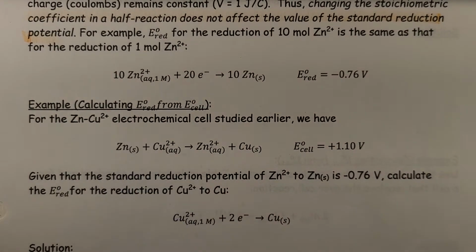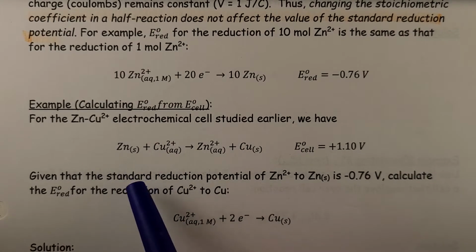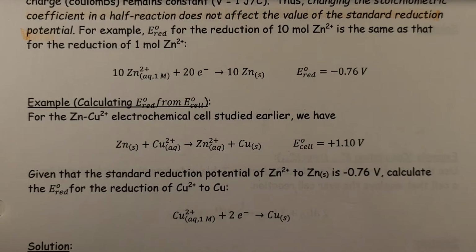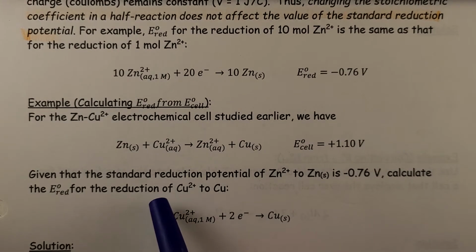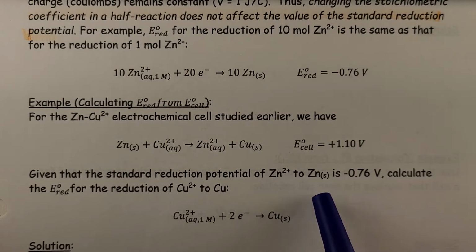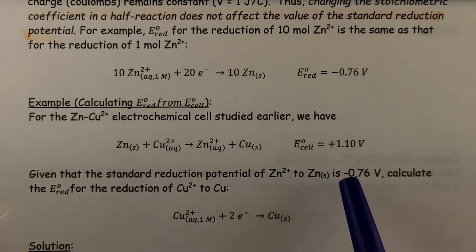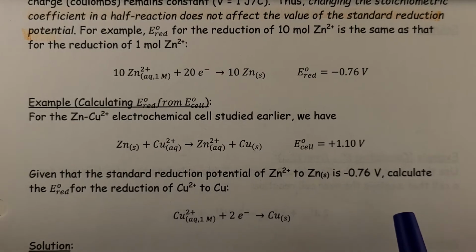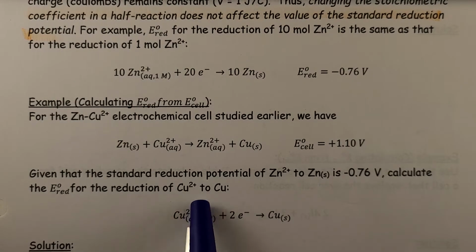For the zinc copper electrochemical cell studied earlier, we have this scenario here. We have 2 half cells going on. Given the standard reduction potential of zinc ions to zinc solid is negative 0.76 that we looked at earlier, calculate the E reduction for the reduction of copper ions to copper.